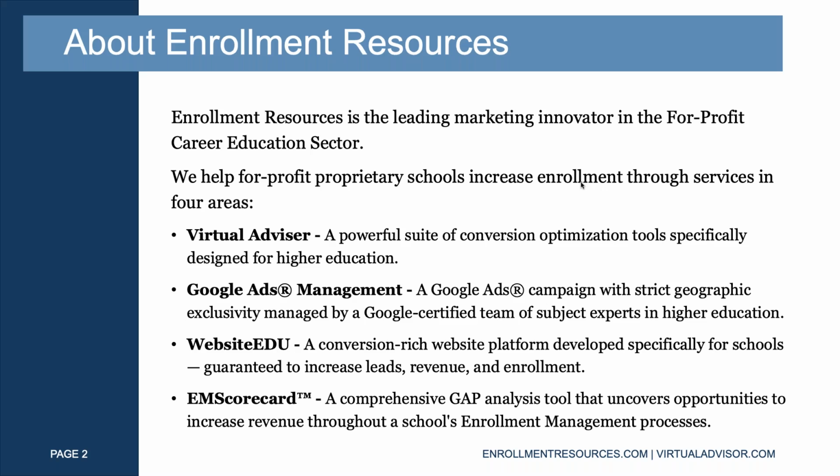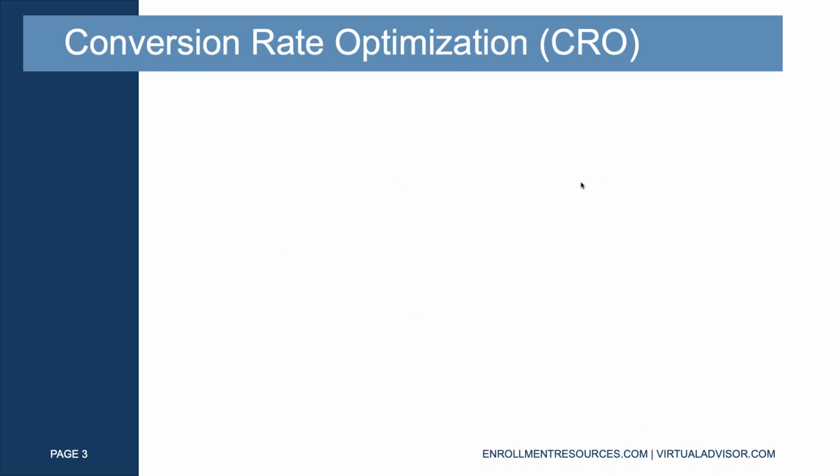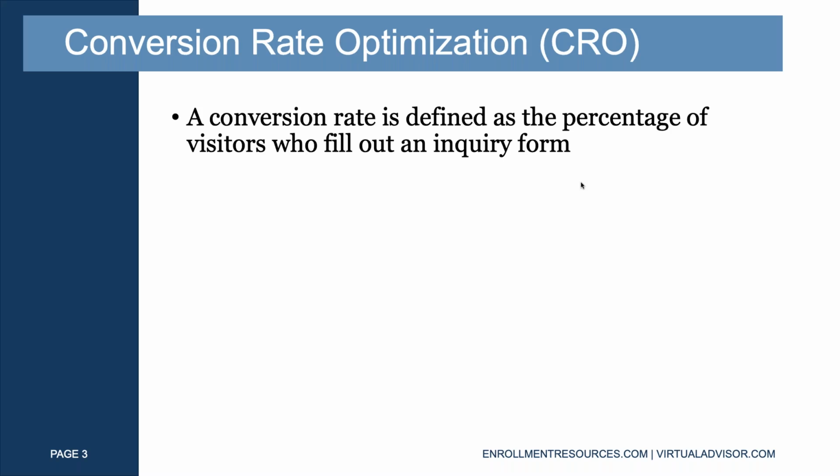We have a service called Website EDU, which is a conversion-rich website platform. We're going to be sharing a few tests related to websites and show you how you can improve the conversion rate of the visitors that are coming to your website into an inquiry. And all this is rooted in a thing we call the Enrollment Management Scorecard, which is a comprehensive best practice analysis tool. It's sort of the foundation of our marketing and admissions work, and it's how we understand best practices. So that's enough about us. Tom, can you tell the good folks on the call, just give them a primer on conversion rate optimization, what that means?